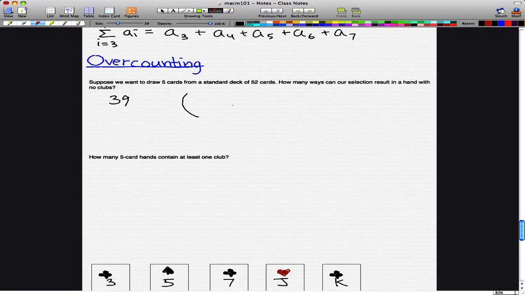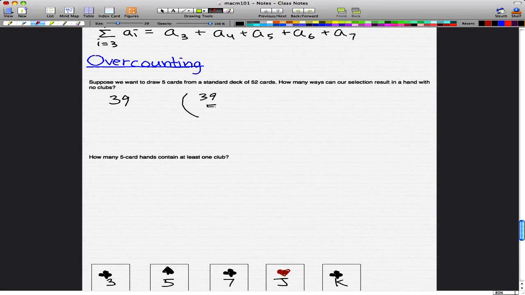It's as simple as doing 39 choose 5. So that's the answer to the first question. The number of ways that we can select a hand such that there are no clubs is 39 choose 5.